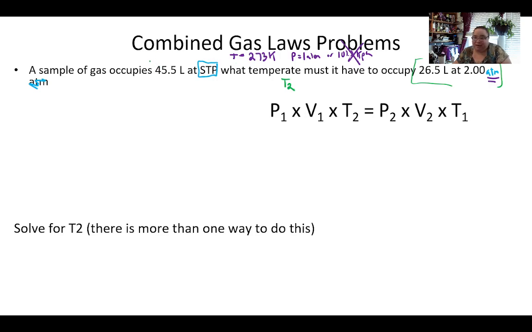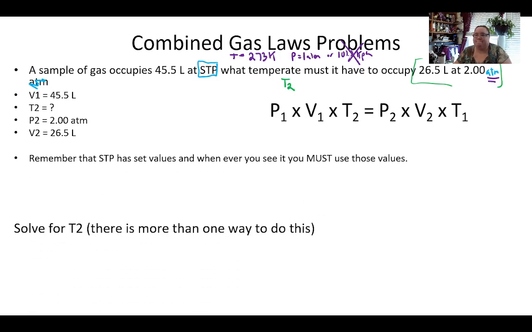Notice how 45.5 liters is in close proximity to that STP. That implies that those three things go together. So that is my initial volume, my initial pressure, and my initial temperature. I don't know why I did T after V, but whatever.